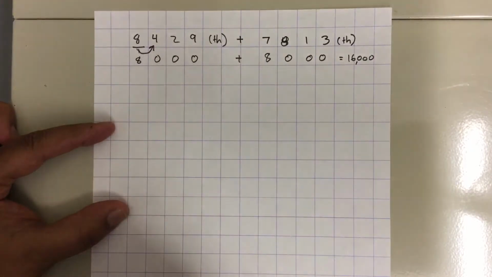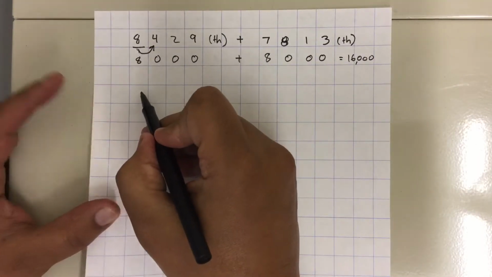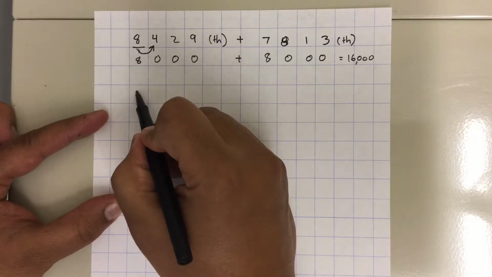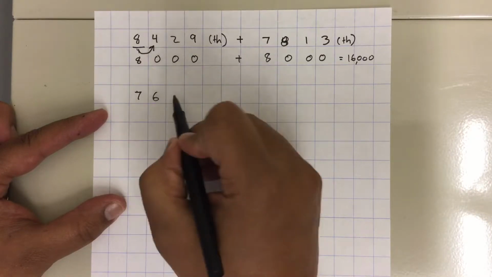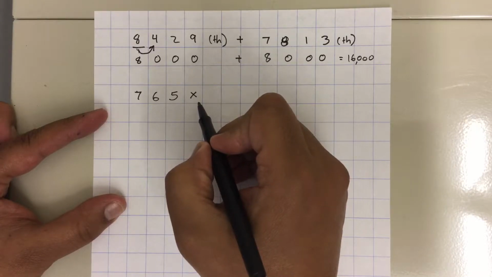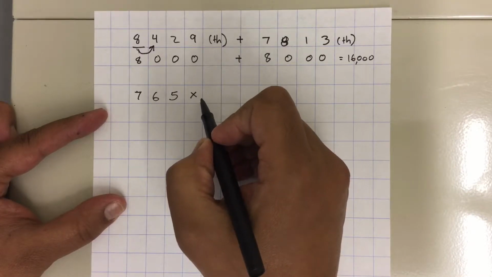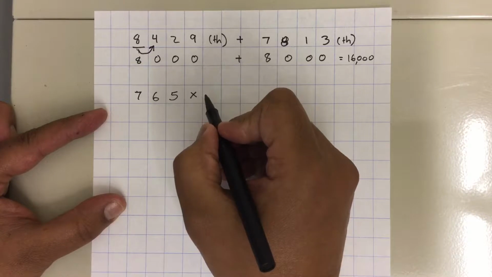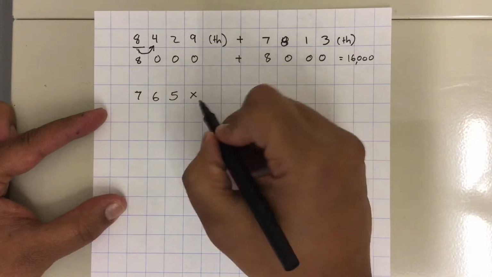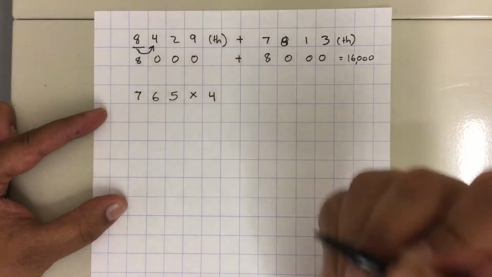The new stuff is multiplication. Multiplication is when we have, so far, a 3-digit number, say like we've got 765 times 4.